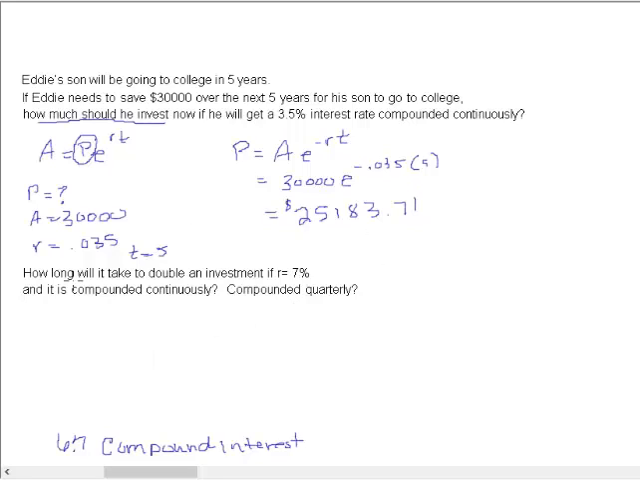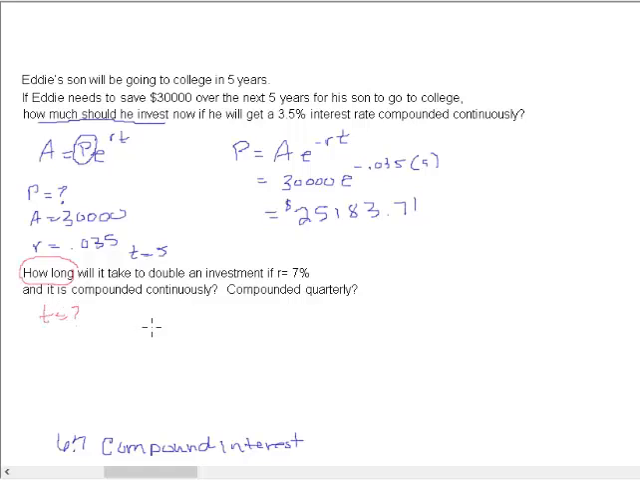Okay, so last one. How long will it take for an initial investment to double if the rate is 7%, and then we'll do it twice. We'll do it compounded continuously and compounded quarterly. So how long? How long tells me that I'm going to be looking for t. So t is what is unknown.